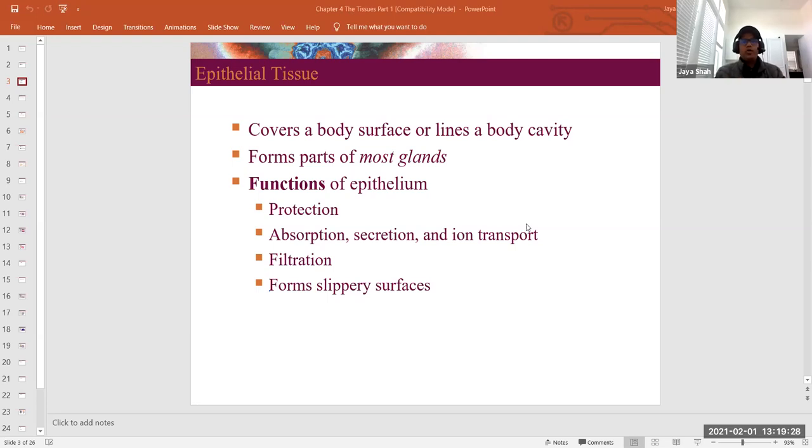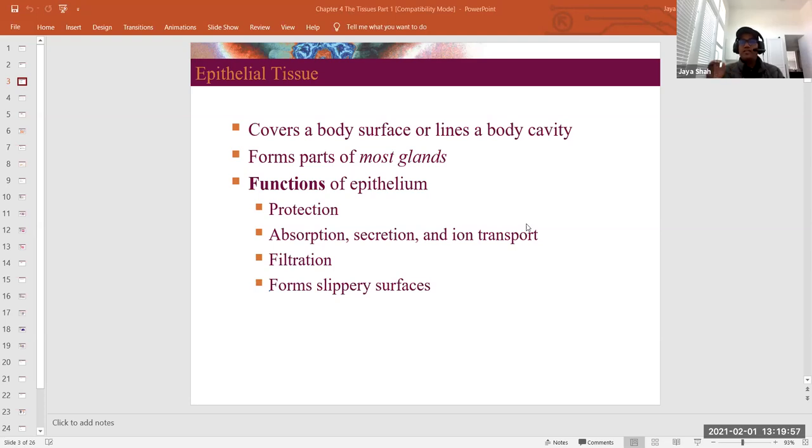So epithelial tissue covers the body surface or lines the body cavity. Can you give me an example of a lining of the body cavity? Anybody? Your skin. Skin is the outside body surface. Would that be like your mesentery? Yeah, your mesentery, like the peritoneal lining of your GI tract or the inner wall of your urinary bladder, okay?